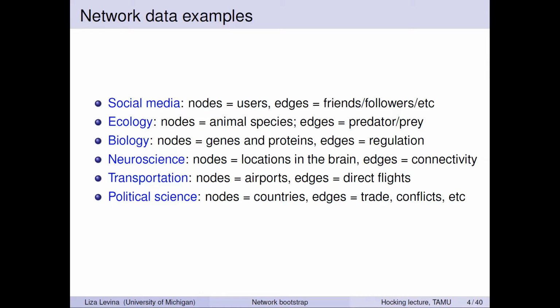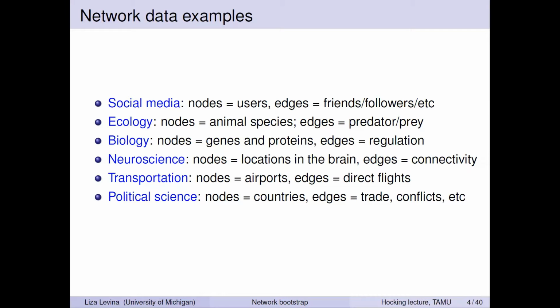But it happens in many other places, and it happens in the sciences. In ecology, people use networks to study ecosystems. Predator-prey relationships, those are networks. In biology, networks are everywhere, regulatory networks of genes and proteins and so on. In neuroscience, which is my main application of interest right now, people use various technology to measure connectivity between different locations in the brain, and that gives you a network. You can study transportation networks where edges are flights between airports, something like that.